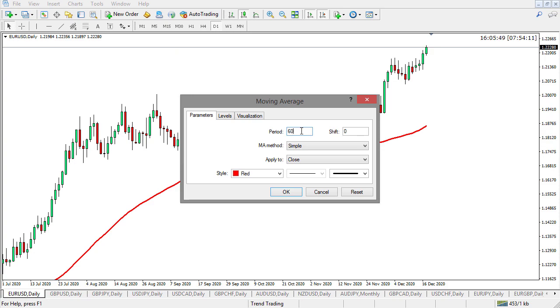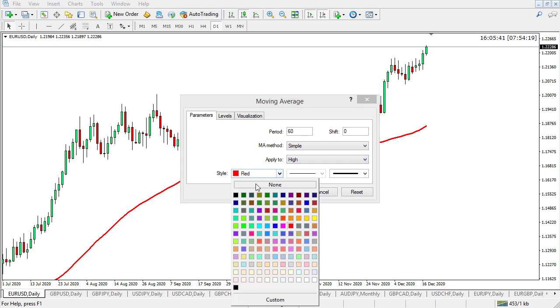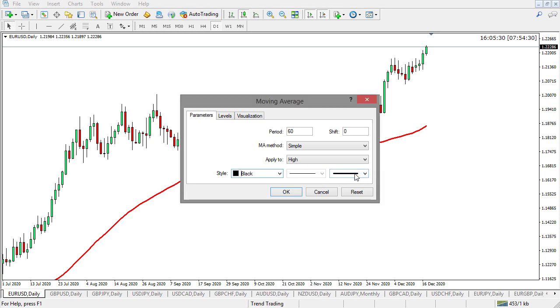We're going to leave this set to 60, the period. We're going to leave it set to 60. But the only difference now is we're going to be changing the "apply to" under the drop down menu. We're going to select high. And under the styles tab, I'm going to be coloring it black. You could go with whatever color you want.